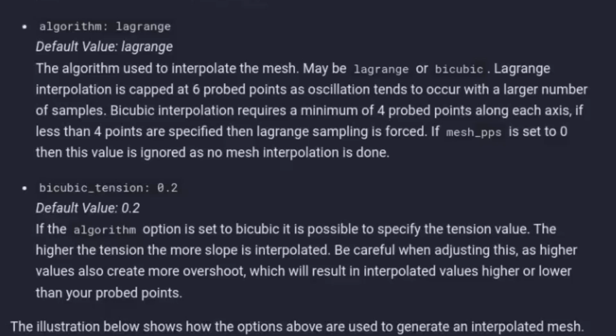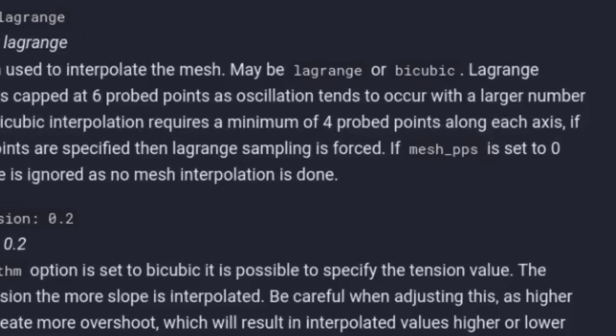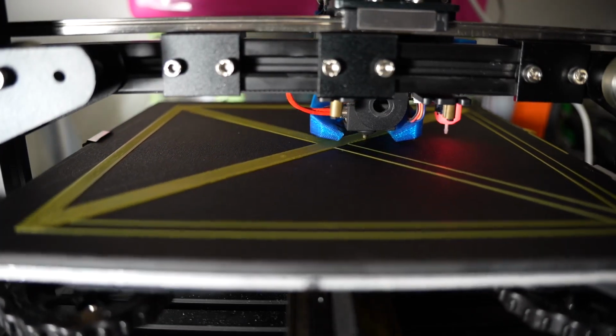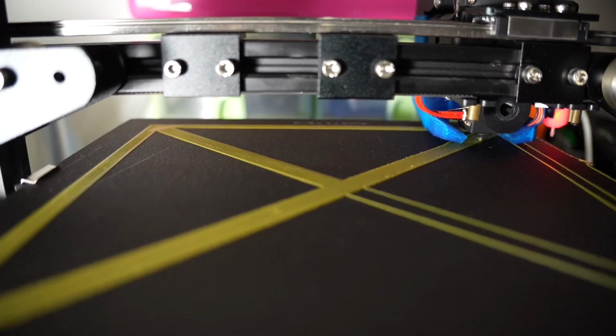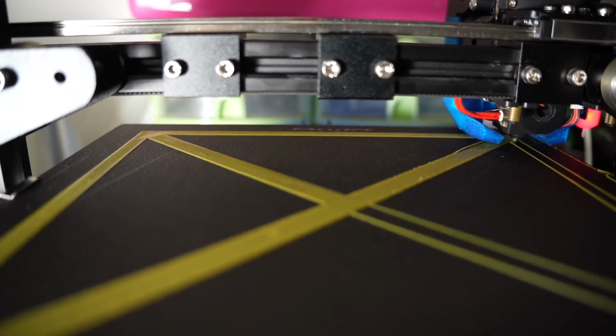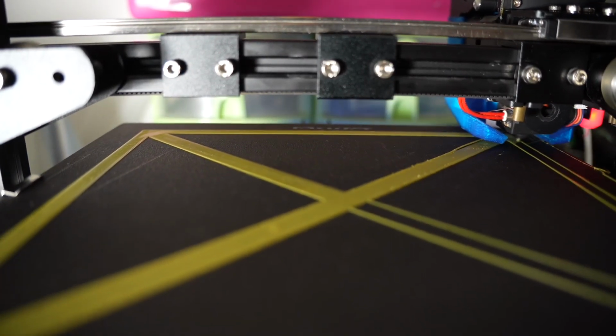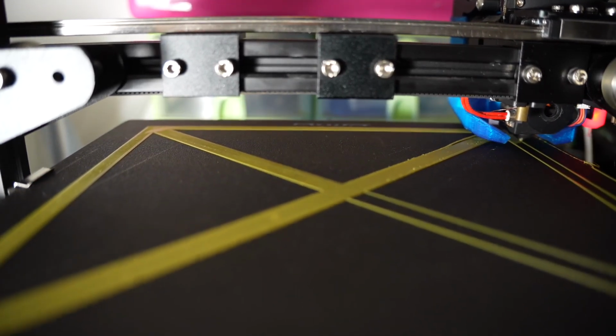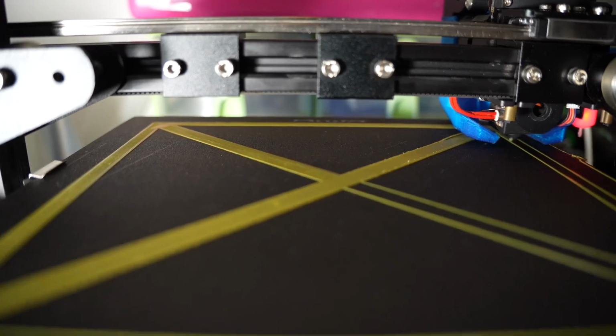Bicubic interpolation uses cubic splines to generate a smooth surface. It requires a minimum of 4 probe points along each axis. It produces a smoother and more precise bed mesh, especially for beds with more complex, non-linear surface irregularities. It requires more processing power compared to Lagrange interpolation, which might result in significantly longer calculation time.